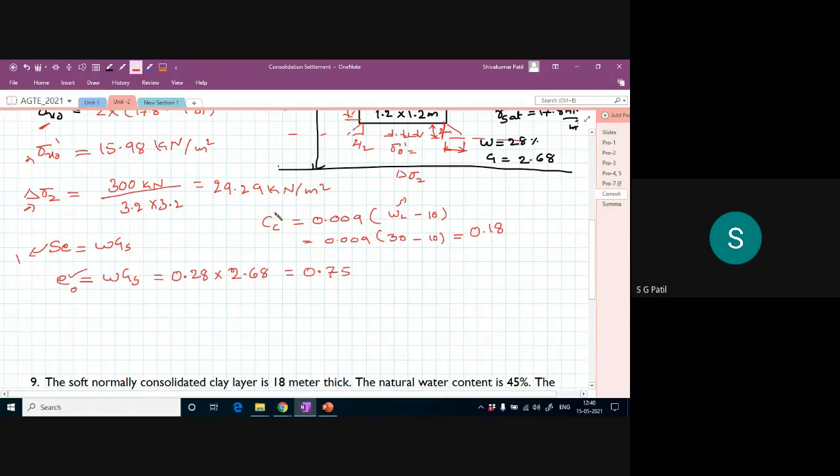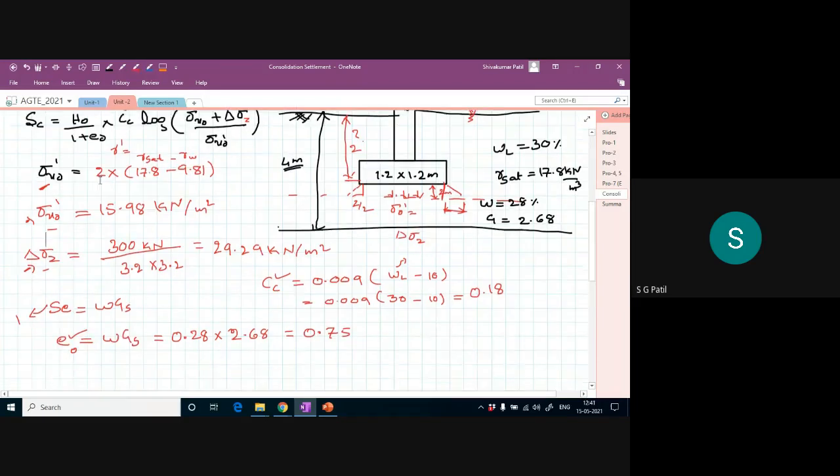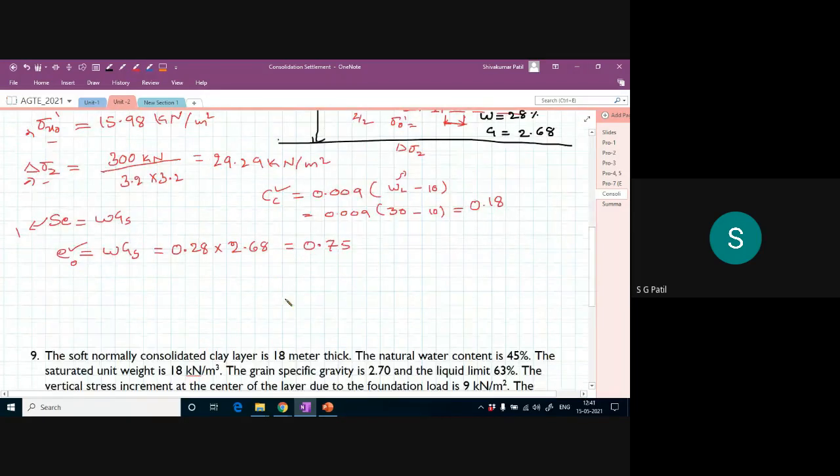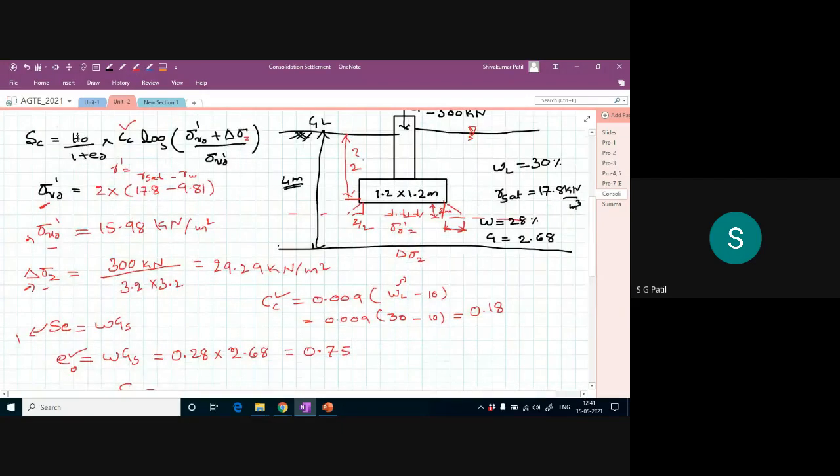Now all the parameters you have got, the voids ratio you got. Now what you have to do? Simply substitute in this equation, you will get the answer. So my SC is equal to, what is the formula? H naught. What is the H naught? H naught is nothing but the compressible layer of the soil. What is the compressible layer here? 4 meter.